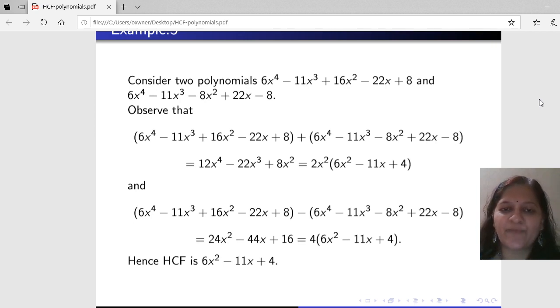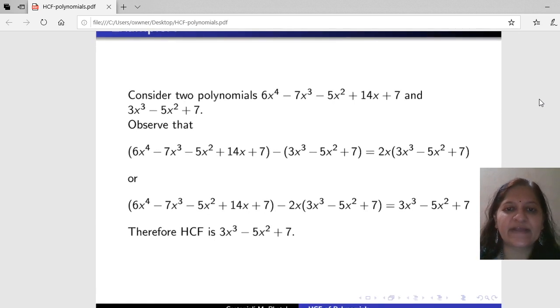Look at the highest powers. Those are 6x raised to 4. So it is sufficient to just subtract one polynomial from the other. Subtracting, we get 4 into bracket 6x square minus 11x plus 4. And now it is easy to see that the HCF, that is highest common factor of the given pair of polynomials, is 6x square minus 11x plus 4.